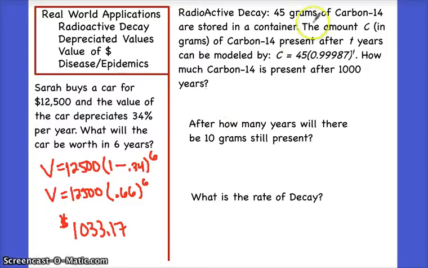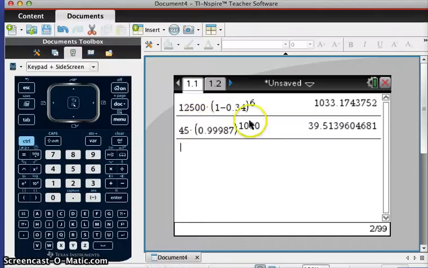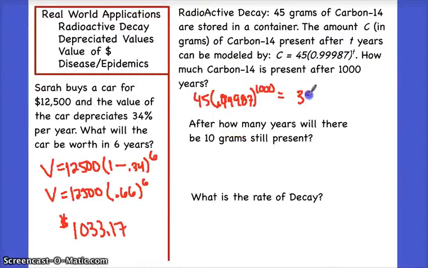Well, if I have 45 grams of carbon-14, after 1,000 years, 45 times 0.99987 to the 1,000 will tell me how much will still be present after 1,000 years. And again, that's the number I have down below here. 45 times 0.99987 to the 1,000 is 39.514 grams. So even after 1,000 years, there's still a lot of carbon-14 left. We only lost about 5 grams out of 45 grams. So realize it's a very slow process.